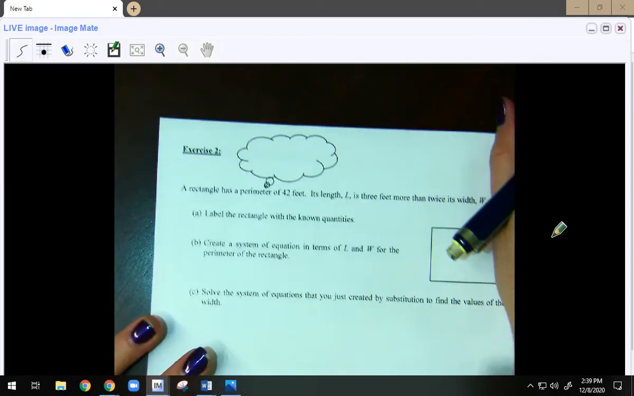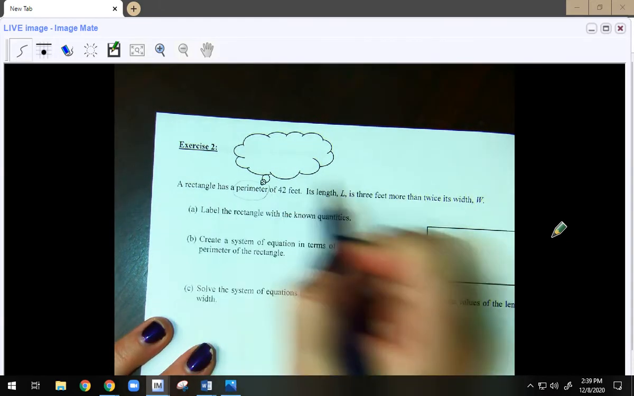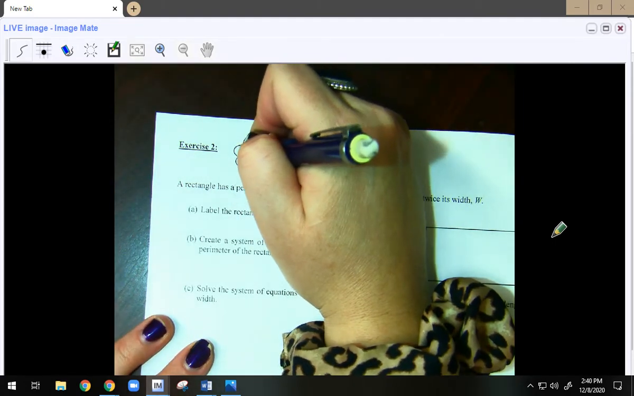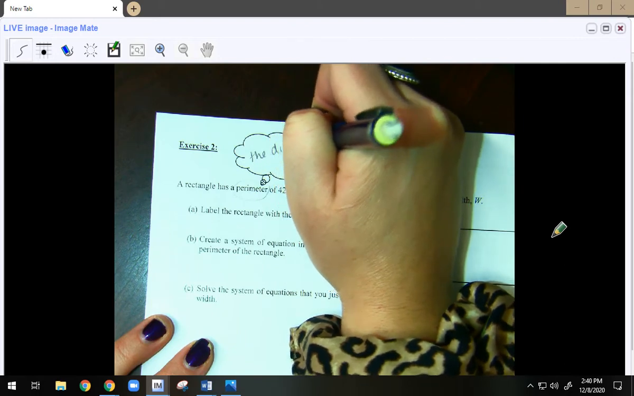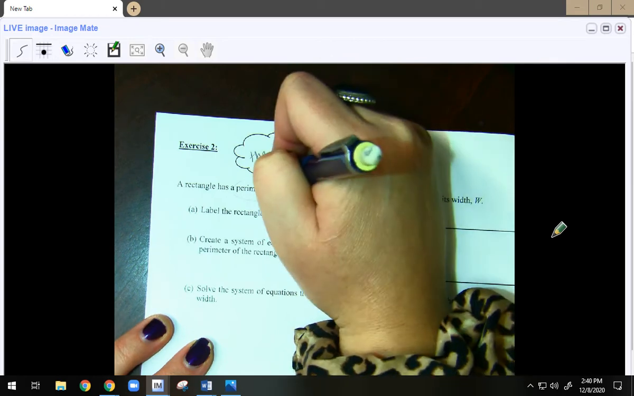All right, exercise 2. So a rectangle has a perimeter. Ooh, perimeter. Do you remember what perimeter is? Perimeter is the distance all the way around.